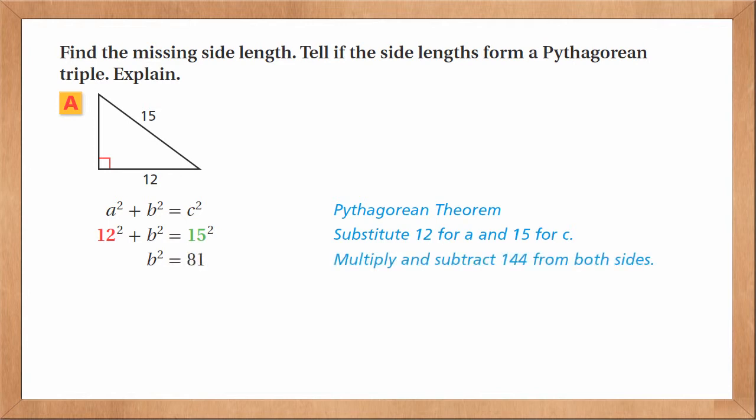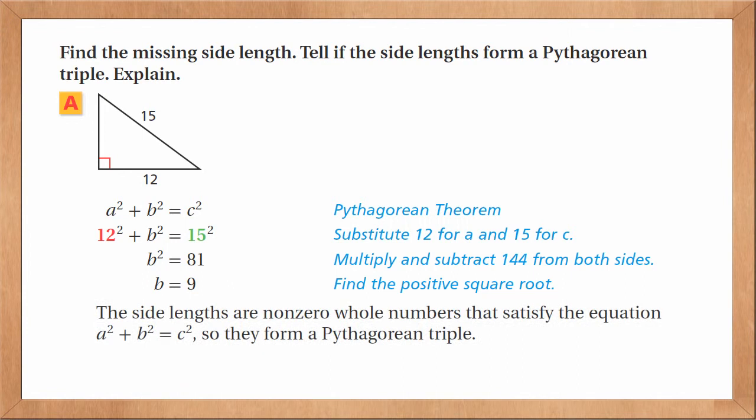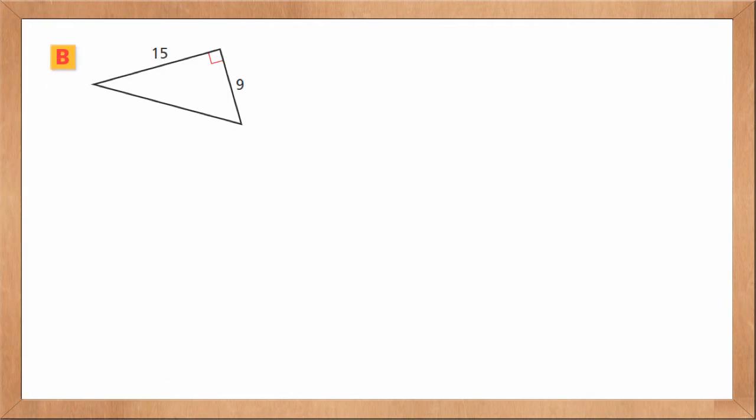So when I square 15, I get 225. 12 squared is 144. So when I subtract, I get that b squared is 81. So that b has to be the number 9. Now, the side lengths are non-zero whole numbers that satisfy the Pythagorean equation, and that means they form a Pythagorean triple. How about here? This is 15, 9, and then the unknown side. Can you tell me which side we don't know?